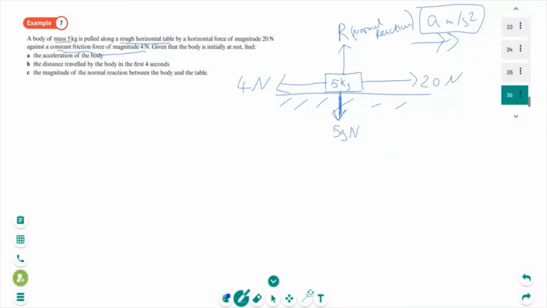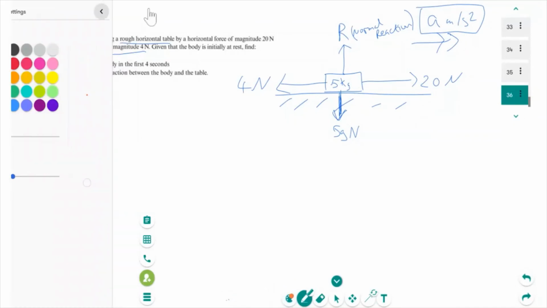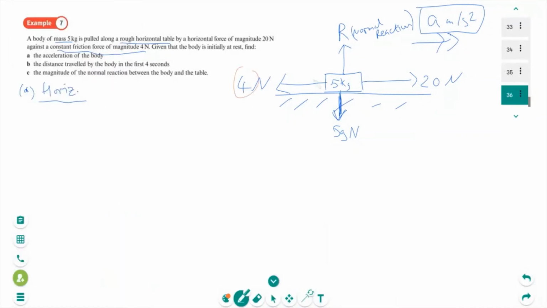So you've got to think about the horizontal motion of the body. So for part A, you think about the horizontal forces. So there are only 2 horizontal forces, 20 and the 4. So you've got, that's the horizontal motion to the right. So the resultant force is 20 take away 4.